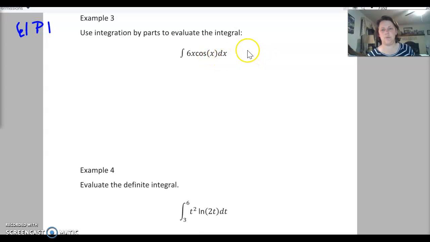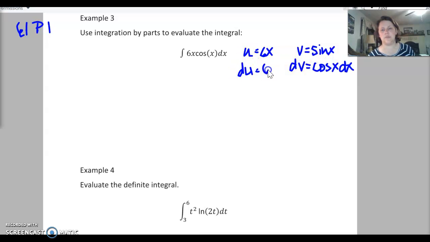So we need to figure out what we want to set equal to u, which in this case we've got the algebraic function with the trig function, so we'll go with the algebraic. So u is equal to 6x, and then dv has to equal everything else, so cosine x dx. Now we need to integrate that, so the integral of cosine is going to equal sine x, and then the derivative of u is going to equal 6 dx.